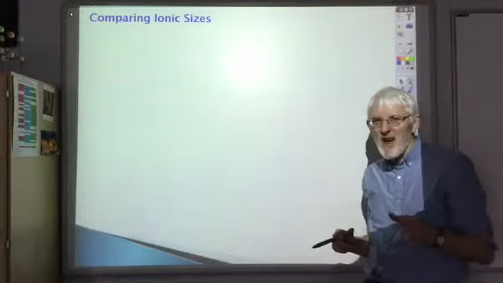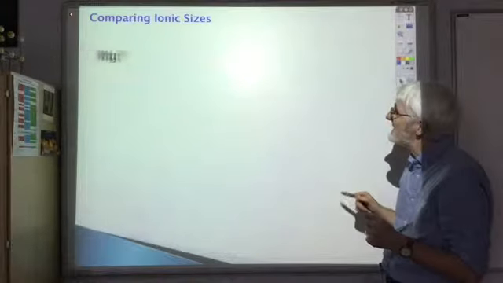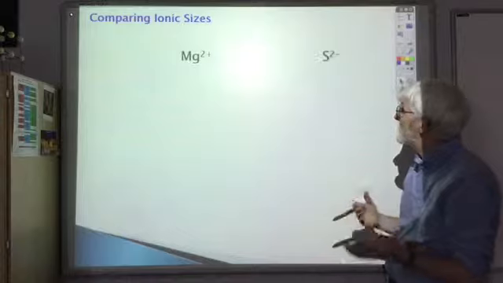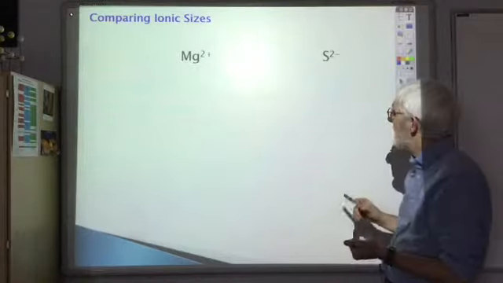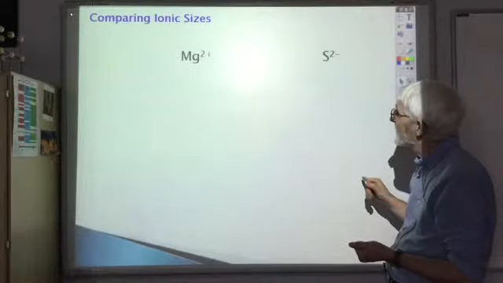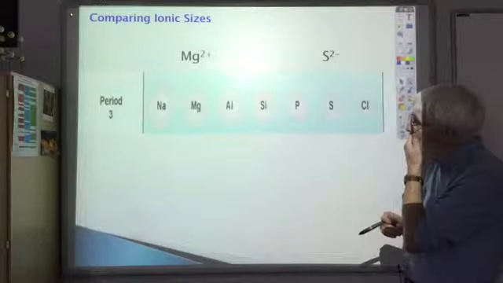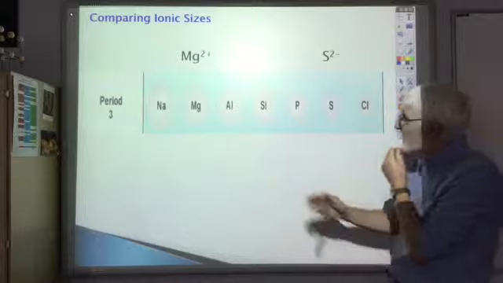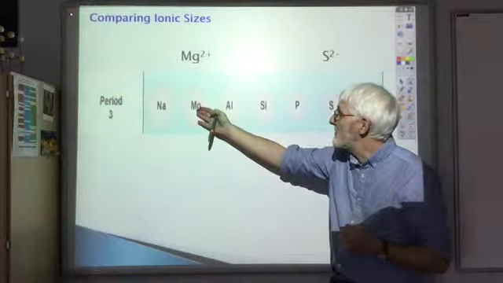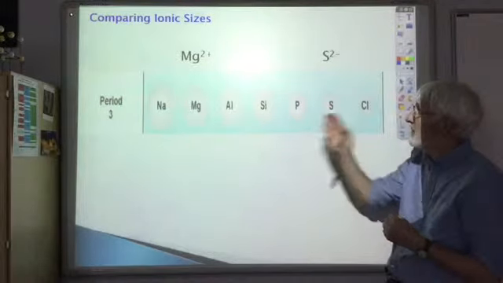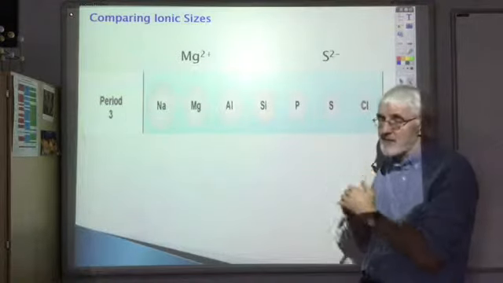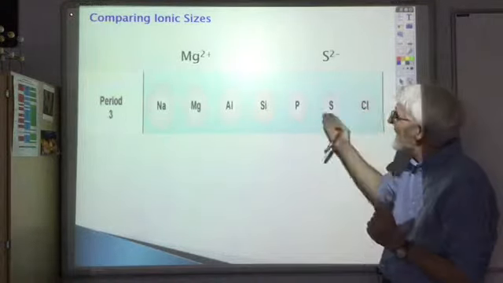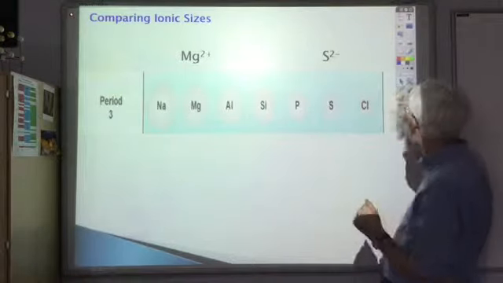Sometimes you're also asked questions about comparing ionic sizes. So for example, it might say compare the sizes of a magnesium ion with a sulfide ion. The way to tackle this question is, well, we know the magnesium atom is bigger than the sulfur atom, both in the same period. Sulfur has got a higher nuclear charge, so the atom's smaller. But the question is not about the atoms, it's about the ions.